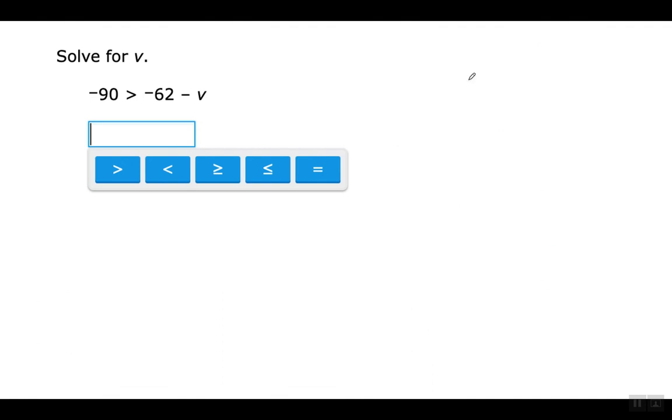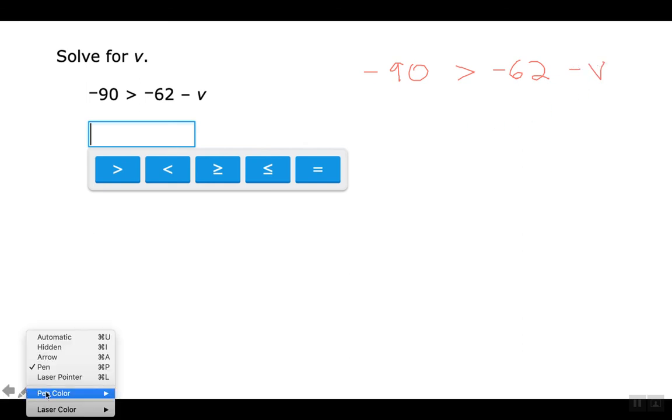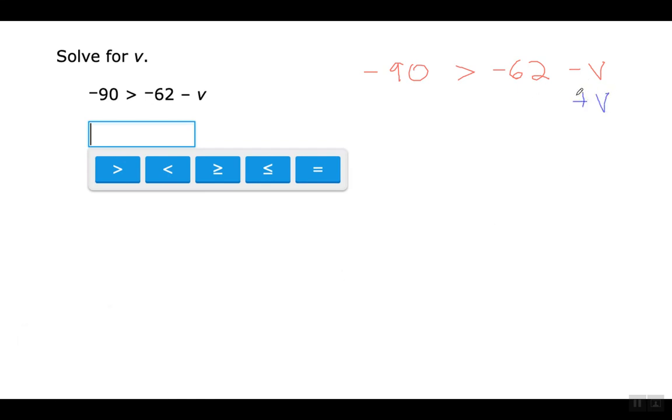The faster way is to do it like this. I could just move the minus v to the other side by adding v to both sides, which is what I'm going to do. So plus v, plus v. Right here, negative v plus v cancels out. Right here, I cannot add these because they are not like terms. So it's just going to be v minus 90 is greater than negative 62.